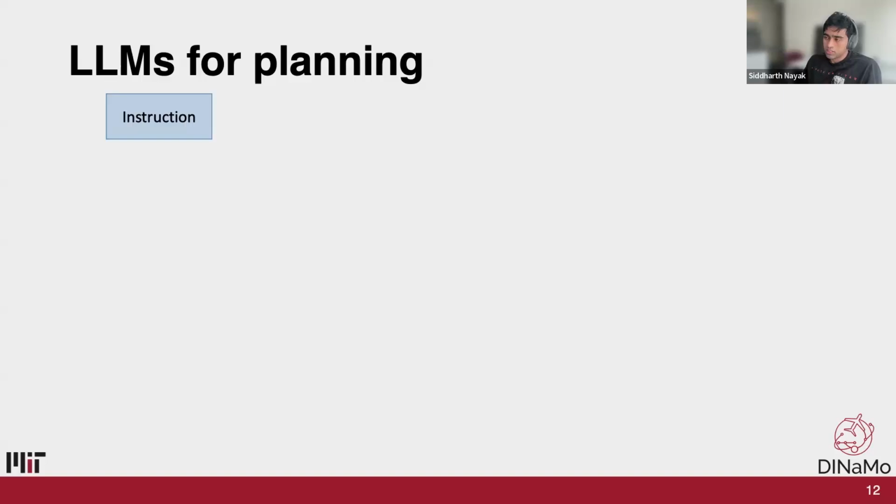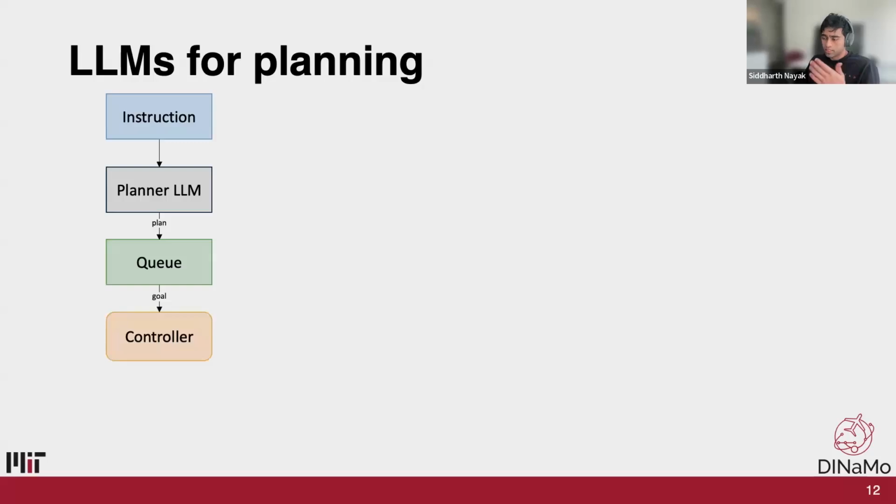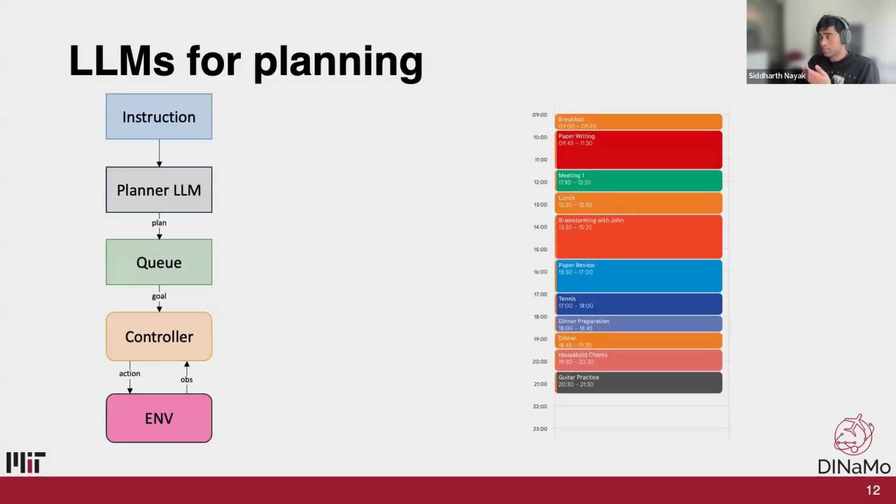So you have a human instruction which is fed to a planner language model. This planner language model is basically giving you a plan, or a sequence of tasks that the robots are supposed to do. These sequence of subtasks are fed into the controller. You execute them in the environment sequentially, and then you get the new observation. Now this is quite similar to how you would plan for your next day based on whatever knowledge you have about how your schedule might look.